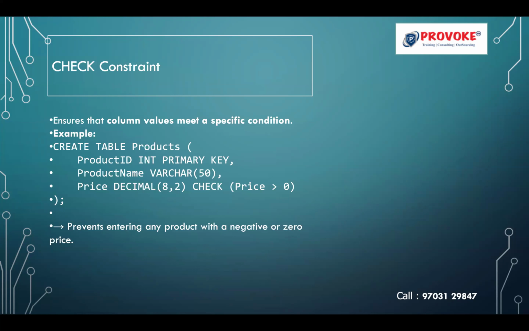Here I'm going to create a table products with 3 columns: product ID, product name, and price. They take integer, varchar, and decimal data types. So in this price, I'm going to check that all the prices should be greater than 0. It should not have negative values. So this one I'm checking while creating the table itself. That is possible using this check constraint. This prevents entering any product with a negative or 0 price.